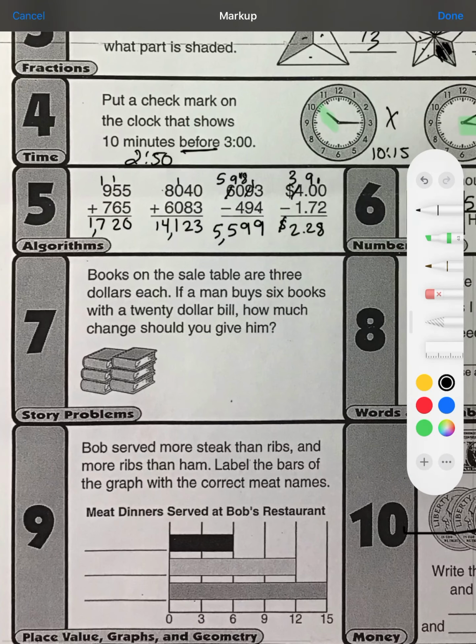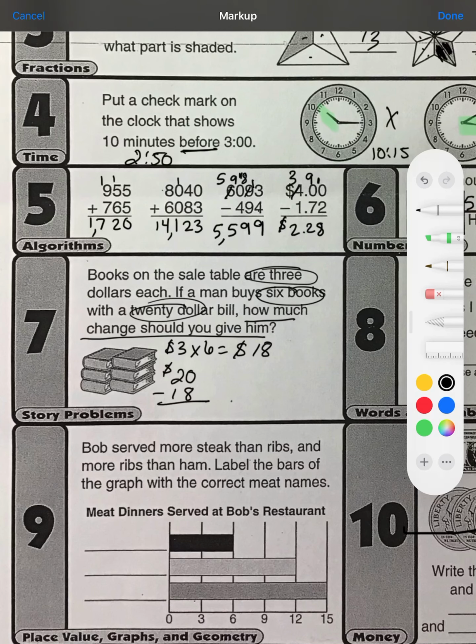Okay, story problems. Books on the sale table are $3 each. If a man buys 6 books with a $20 bill, how much change should you give him? Okay, they're $3 each, and he buys 6 books. So that is $18. He's paying with a $20 bill. So $20 minus $18 is $2.